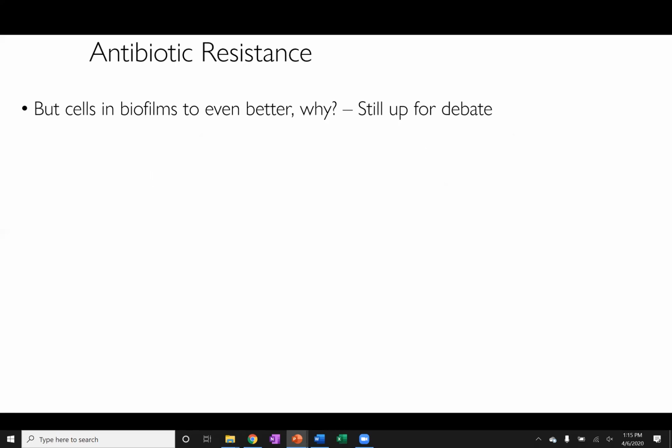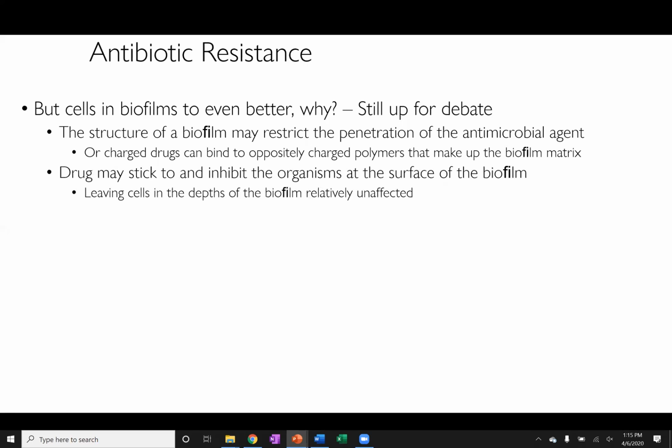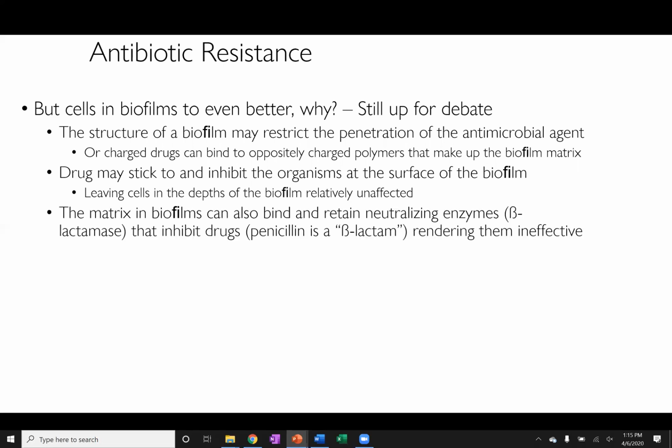And the answer to the question of why they are better is actually still up for debate. There's a couple of thoughts here. The structure of the biofilm may restrict the penetration of an antimicrobial agent. Many drugs are charged, and they can essentially bind to oppositely charged polymers that make up the biofilm matrix, thus not allowing them to penetrate the biofilm. The drug may also stick to and inhibit the organisms at the surface of the biofilm, but not get things deeper down. And then the matrix of the biofilm itself can bind and retain neutralizing enzymes.